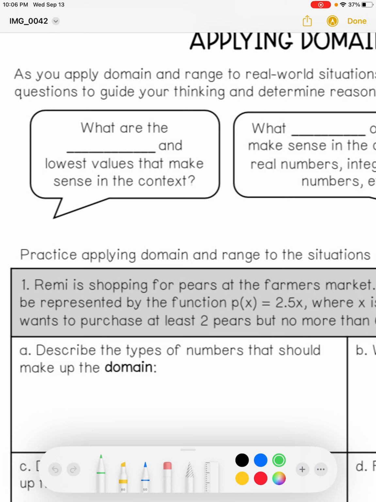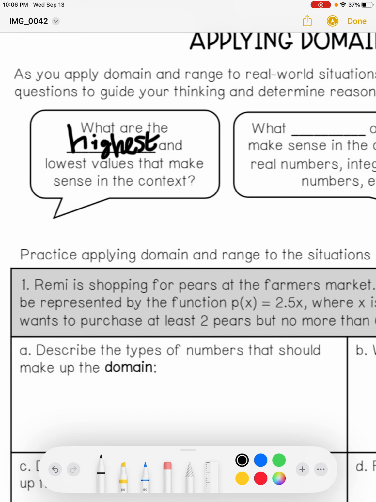And if you think about it, certain numbers don't make sense in the real world. Like if I were to go and buy boxes of cereal, can I really buy negative boxes of cereal? Probably not. There's limits to how much I can buy. So the first thing you need to ask yourself is, what are the highest and lowest values that make sense in the problem?